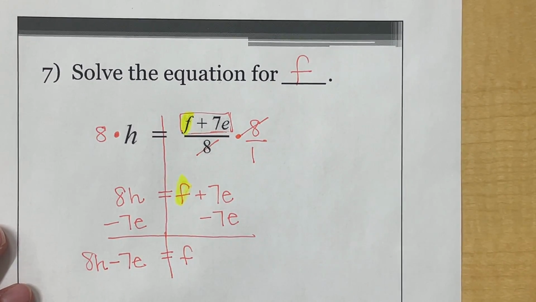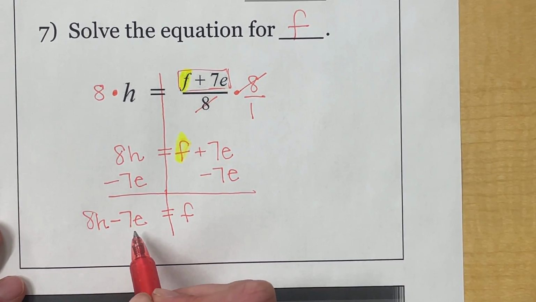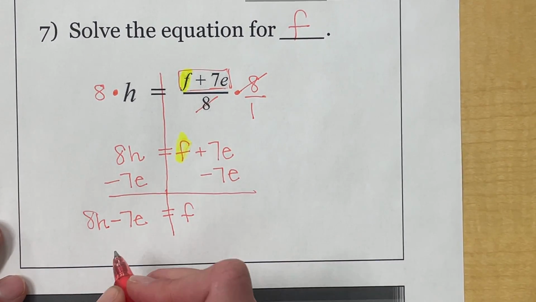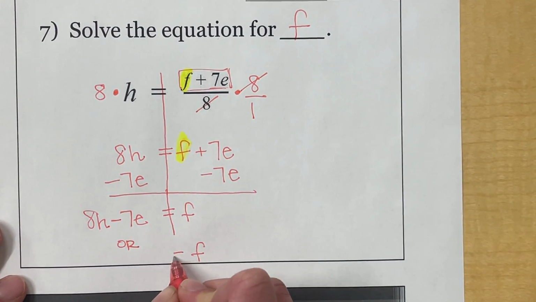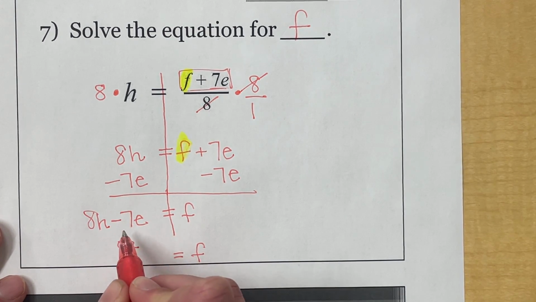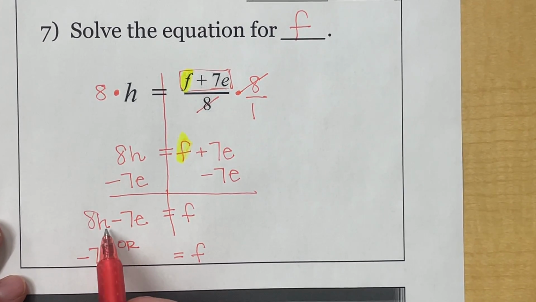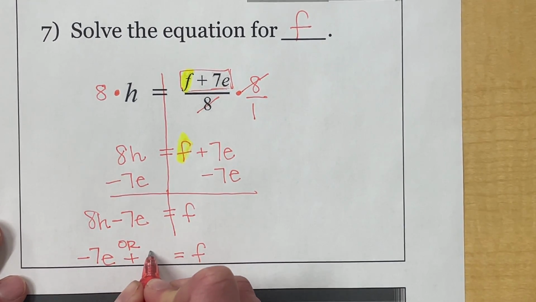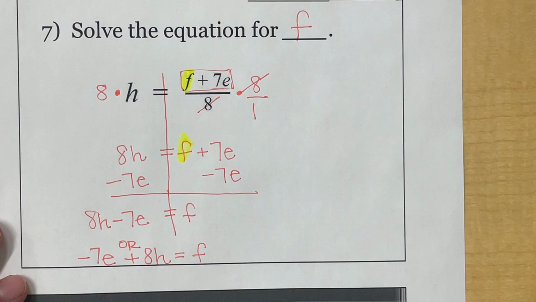And then, because I did tell you, you do technically want them to be in alphabetical order, E does come before H. So another option for F would be to flip-flop these. This 7E is a negative 7. So negative 7E, this 8H was positive, so plus 8H. Either option would be correct.